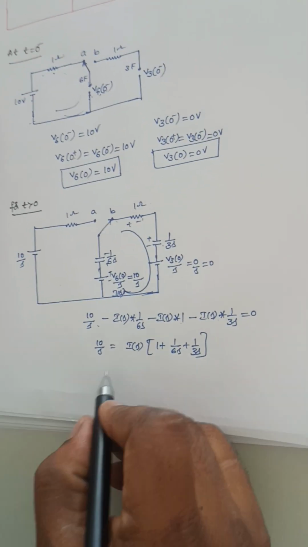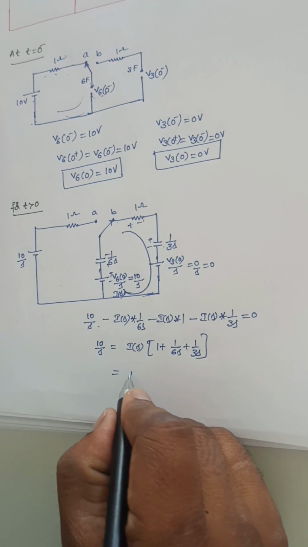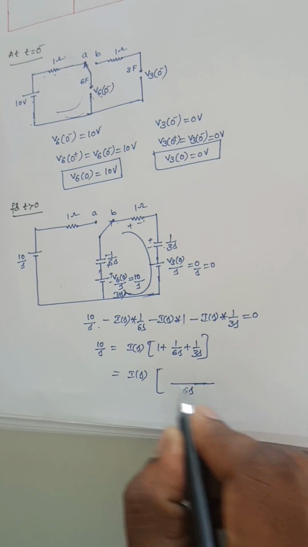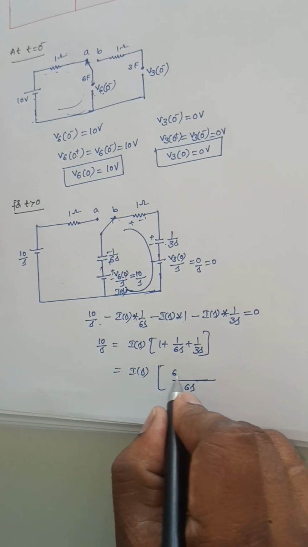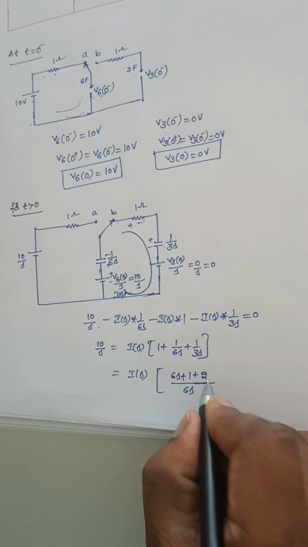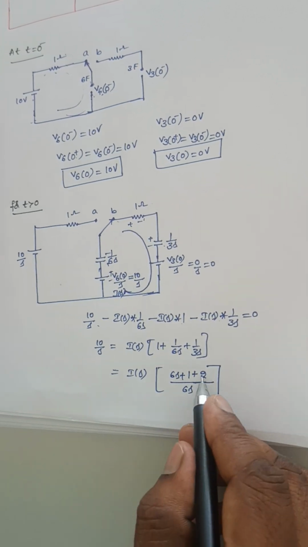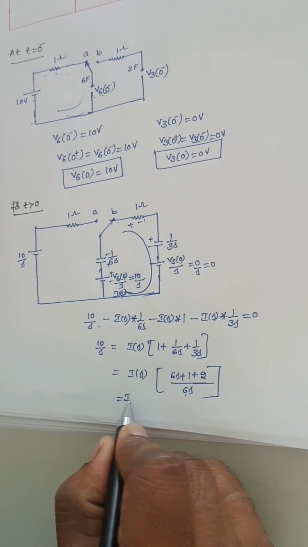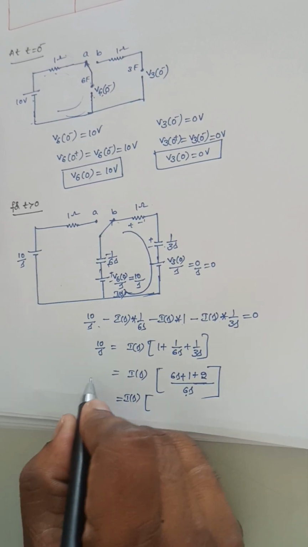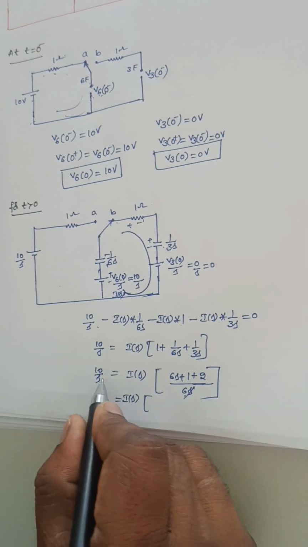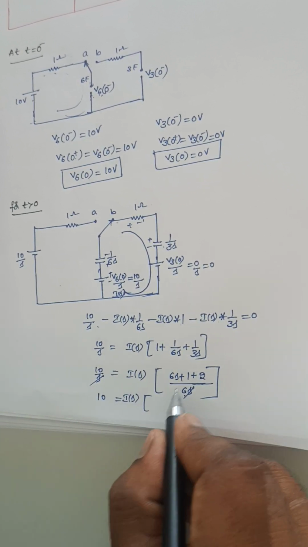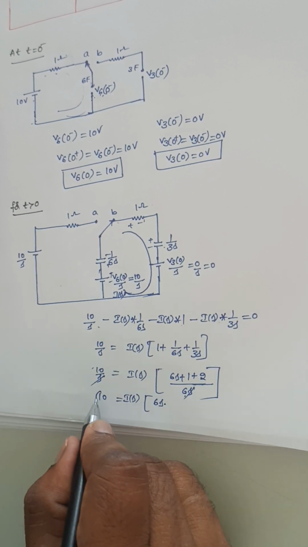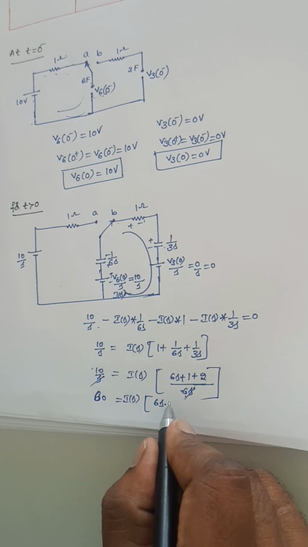Now it is I of s into, so here take 6s as the LCM. It is 6s plus 1 plus 2 by 6s, which is 1 by 3s. We got it. So this one, I of s into, it is 10 by s. This s and this s will get cancelled here. So it is 10, it is 6s. If I multiply with this one, it is 60. 6 into 10, that is 60, 6s plus 3.